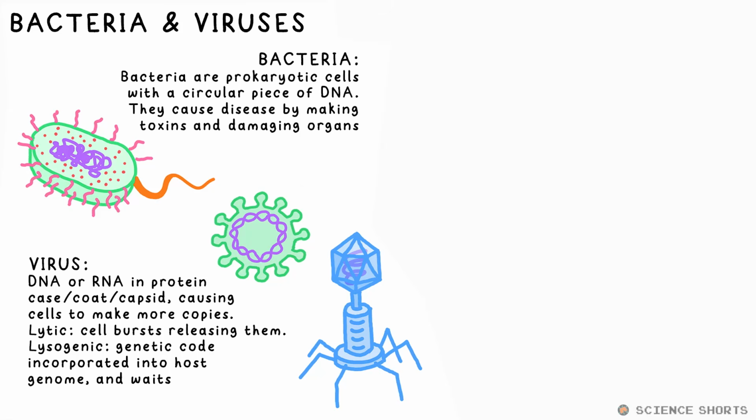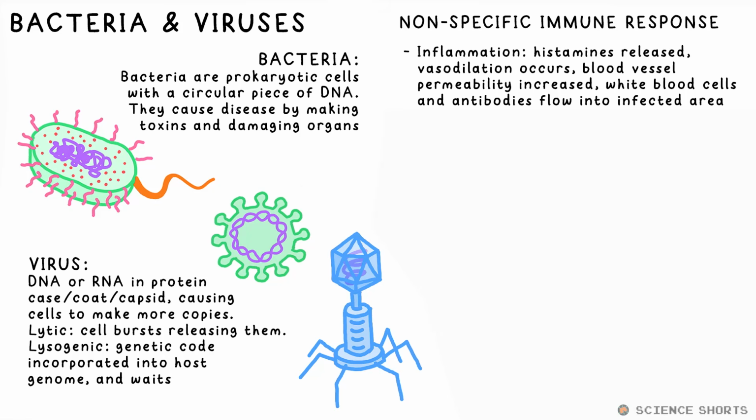If you're infected with bacteria or a virus, your body jumps into action. First, your immune system identifies them as foreign microbes thanks to antigens on their surfaces, proteins unique to each type. Your body's immediate response is just to turn it into a hostile environment for these invaders. Inflammation occurs when tissue is damaged, releasing histamines, causing vasodilation and increasing permeability of blood vessels, so white blood cells and antibodies flow into the infected area.